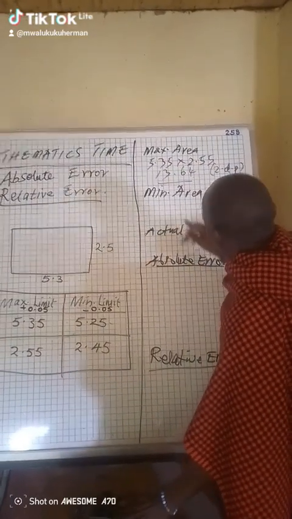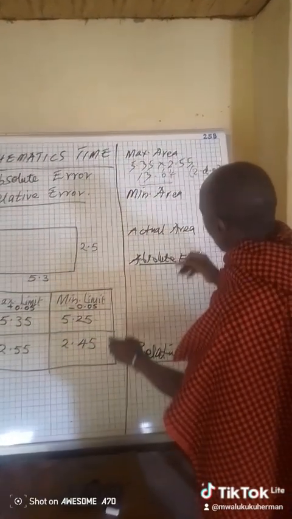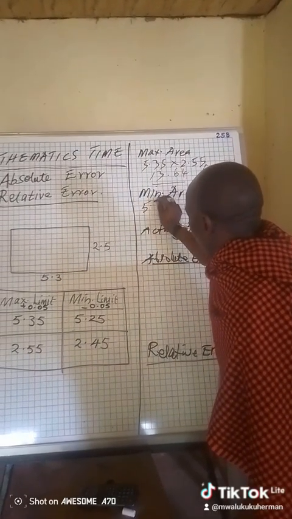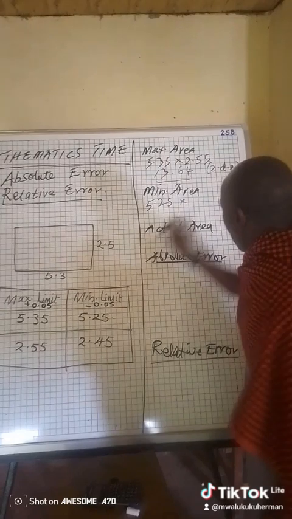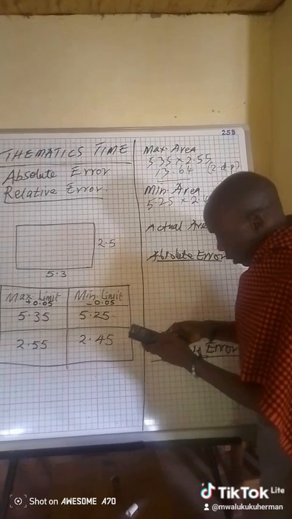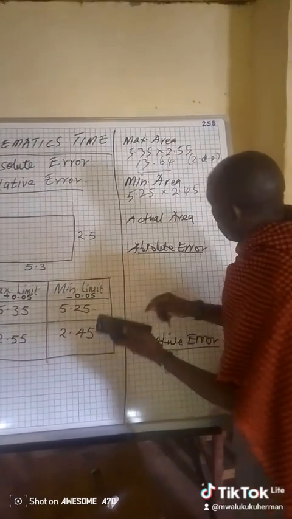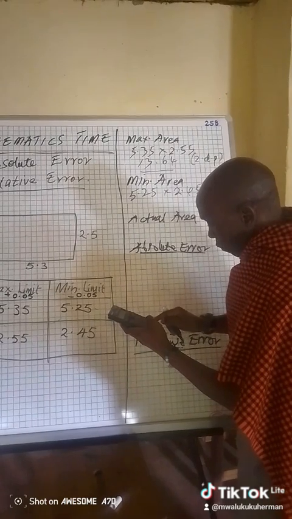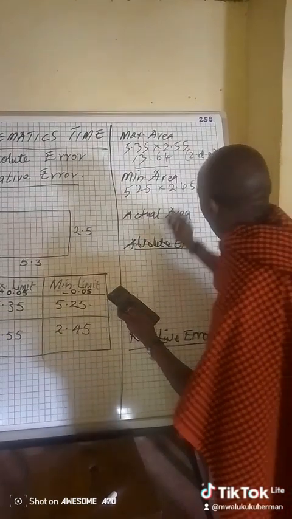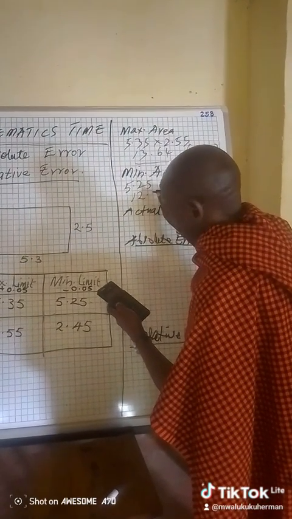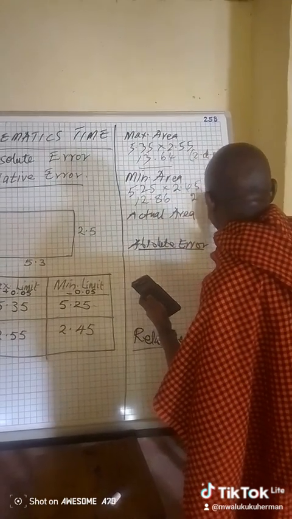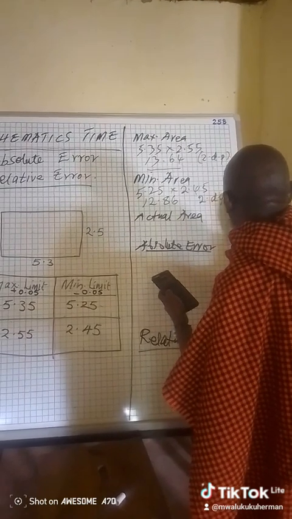Then we move on and get the minimum area. To get the minimum area, we use the minimum limit, that is 5.25 multiplied by 2.45. Using the calculator, 5.25 multiplied by 2.45. This gives us 12.86. And I've written this one correct to 2 decimal places.